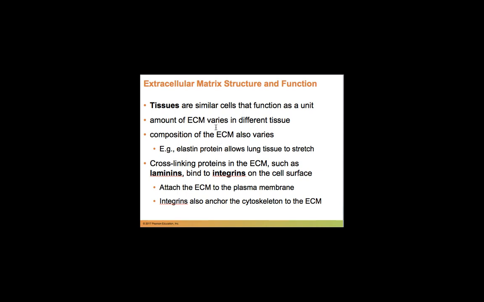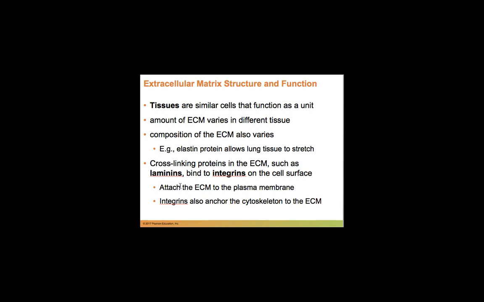In addition, our extracellular matrix is going to have these cross-linking proteins. Our cross-linking proteins are laminins that are going to bind to our integrins that are located on the cell surface. So your extracellular matrix has laminins. Integrins are on the cell surface. Laminins will bind to integrins on the cell surface to make it like one unit.